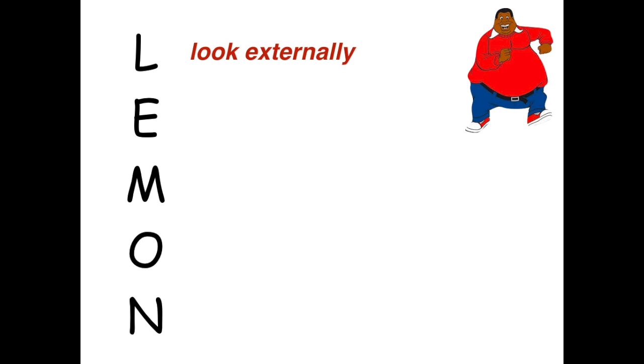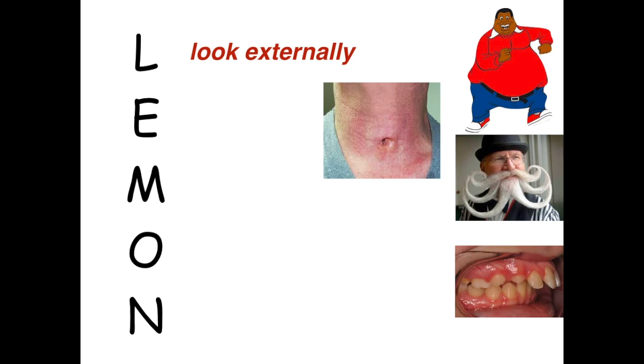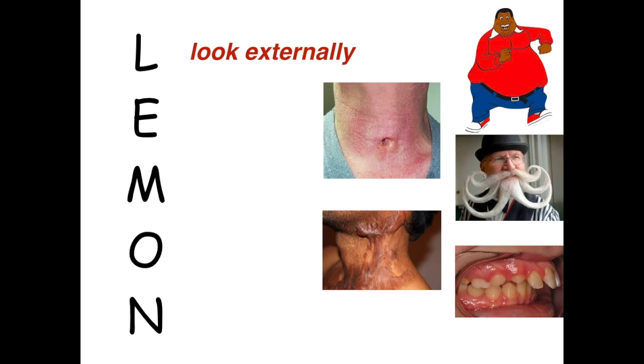LEMON is a mnemonic used to predict a difficult airway. Everything we do in healthcare is assessment-based, not just doing it for the heck of it, and the airway is no different. The L stands for look externally. Are they morbidly obese? Do they have any facial hair? Do they have any protruding teeth or protruding tongue? Is there a goiter? Any masses? Have they had a previous tracheostomy? Or do they have any radical neck resections that are preventing mobility?